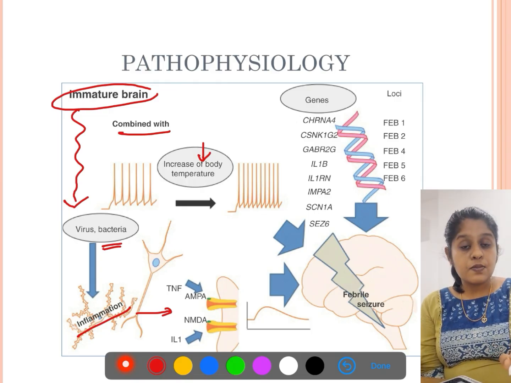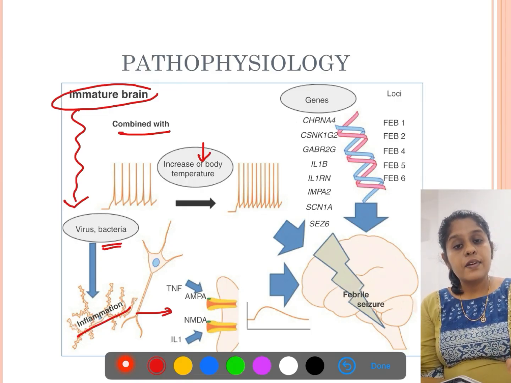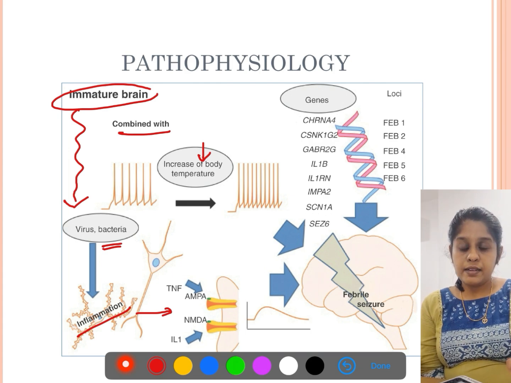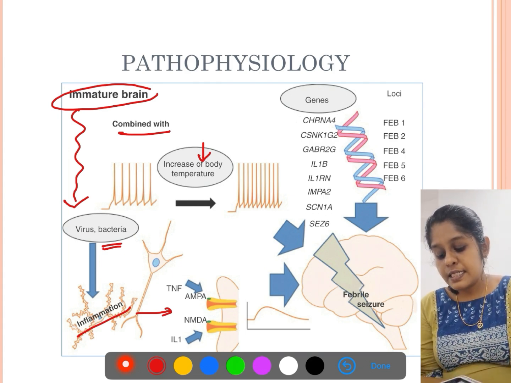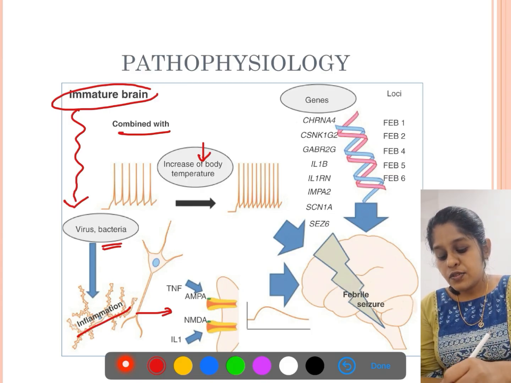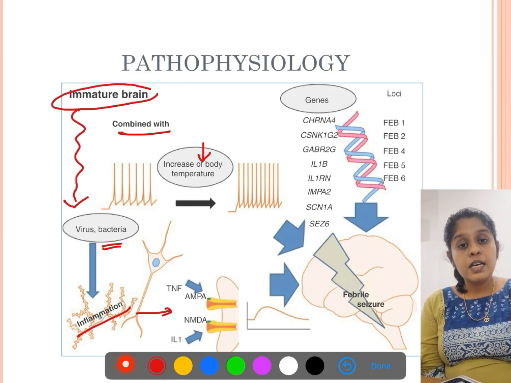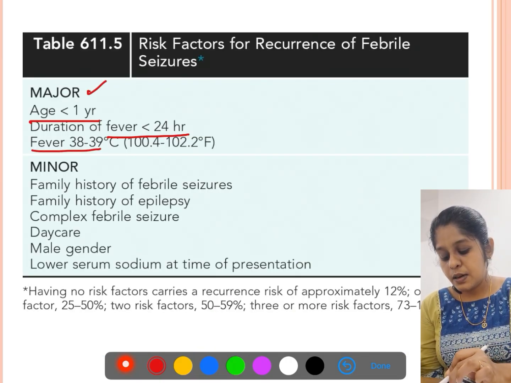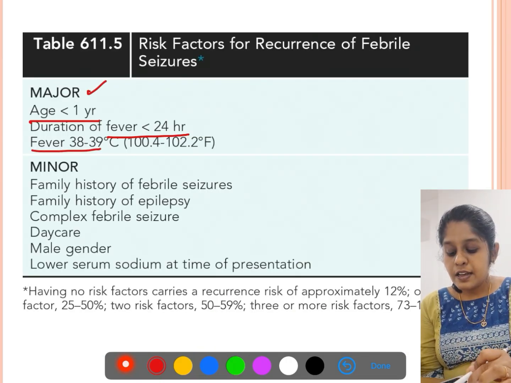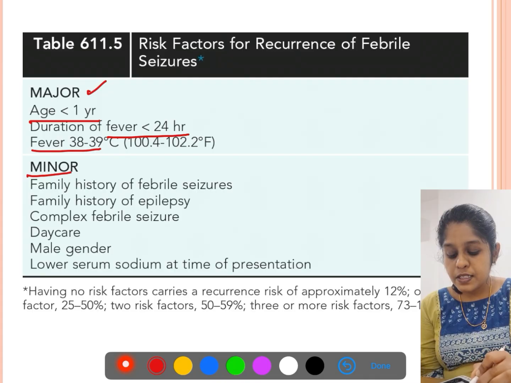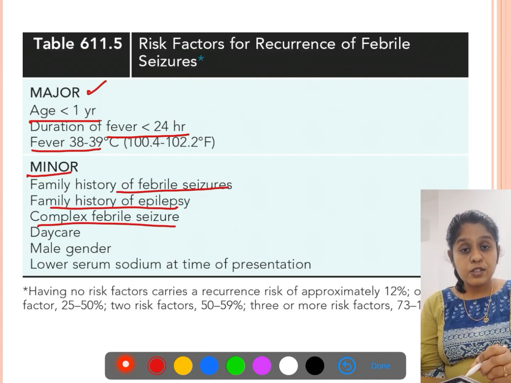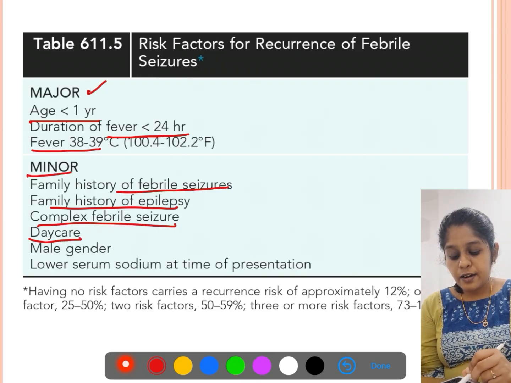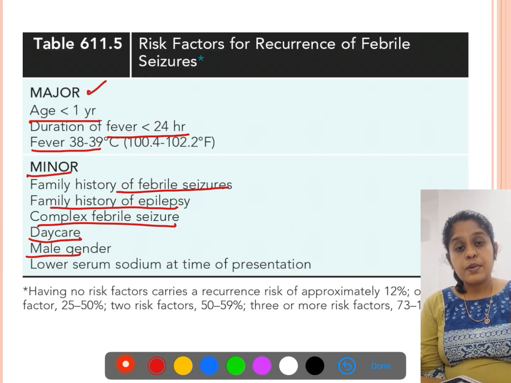Coming to the risk factors for febrile seizure, we have major and minor risk factors. The major risk factors include age less than 1 year, duration of fever less than 24 hours, and fever of 38 to 39 degrees Celsius. Minor risk factors include family history of febrile seizure, family history of epilepsy, complex febrile seizures, daycare-going children, male gender, and low sodium at the time of presentation.